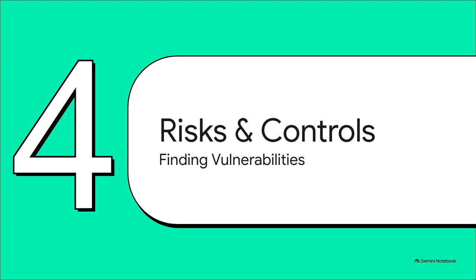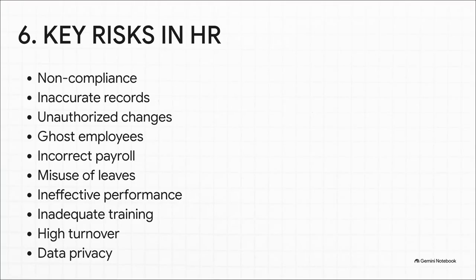That brings us to Section 4, Risks, Controls, and Examples. This is the constant battle between identifying vulnerabilities and building safeguards. Let's look at 6, Key Risks in HR. We are constantly hunting for severe vulnerabilities. We're looking for non-compliance, inaccurate records, unauthorized changes, ghost employees, incorrect payroll, misuse of leaves, ineffective performance, inadequate training, high turnover, and data privacy issues.